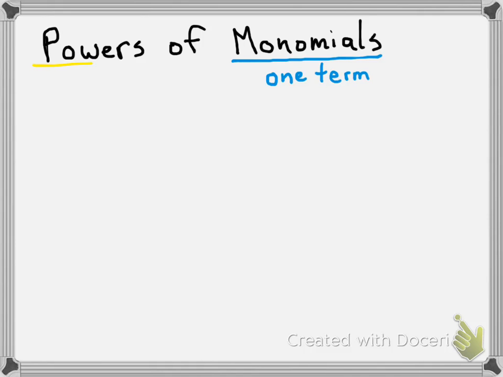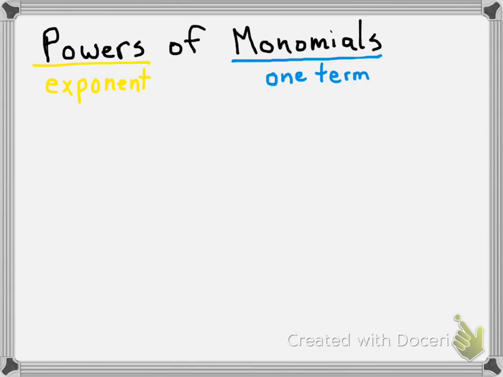Okay, so today we're going to be looking at powers of monomials. Now if you remember, we've used this vocabulary word before. Monomial just means it's a polynomial that only has one term. Okay, so in other words, there's no plus sign, no minus sign, no addition or subtraction, because addition and subtraction separate two terms. So it's all multiplication or division.